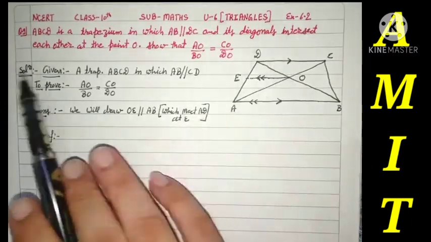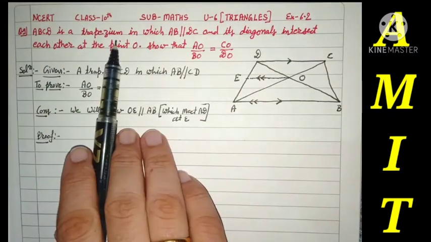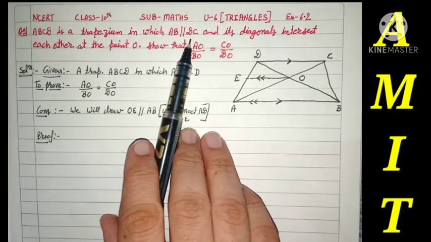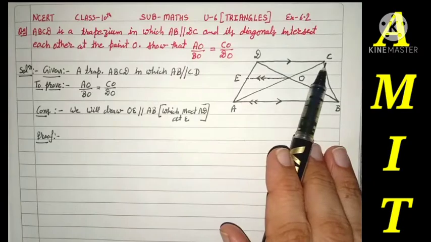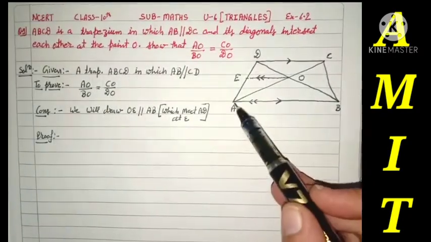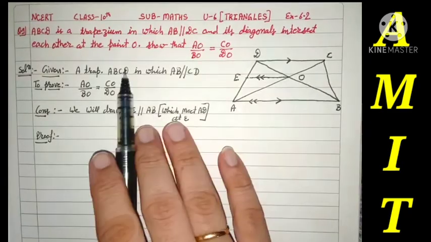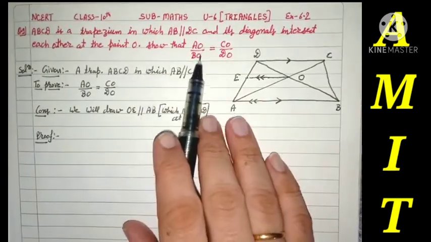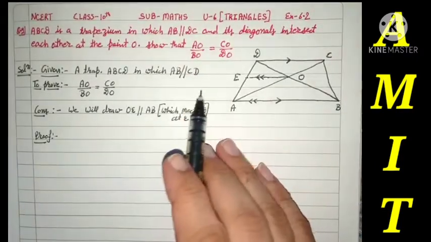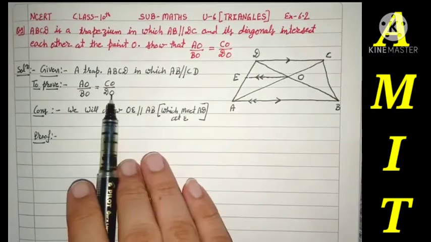6 exercise 6.2 question number 9. In this question we are given ABCD is a trapezium in which AB parallel to DC, and its diagonals are intersecting each other at point O. We need to show that AO upon BO is equal to CO upon DO. So we have written the given information that ABCD is a trapezium in which AB parallel to CD, and this is to prove.